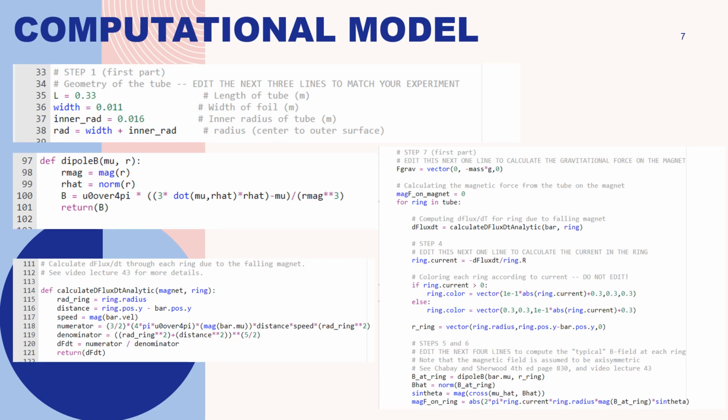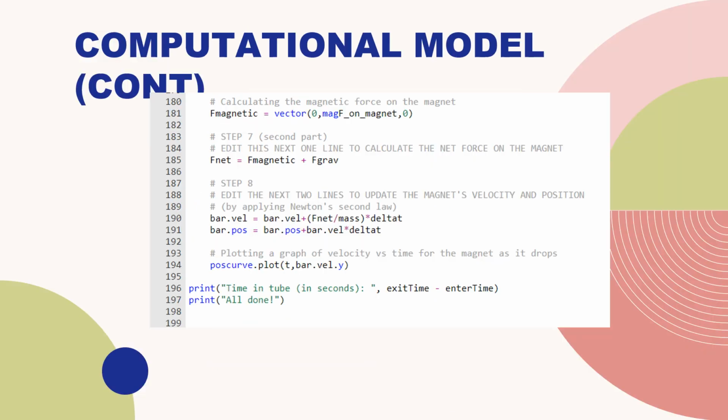The computational model simulated the same thing as our physical experiment. First, we create our tube using the same length and width as our original one. We then used our code from previous labs to calculate the dipole moment. We then created a loop, calculating the magnetic force as the magnet fell, and calculated the gravitational force on the magnet. We also calculated the change in flux to simulate our results. Finally, we changed our magnetic force into a vector, calculated the net magnetic force, applied it to our bar, and plotted it on a curve and on a graph.